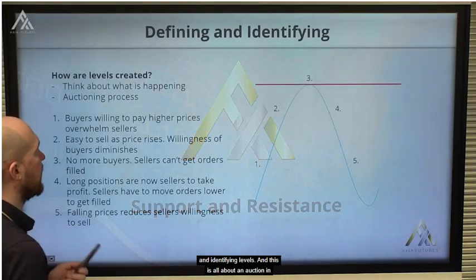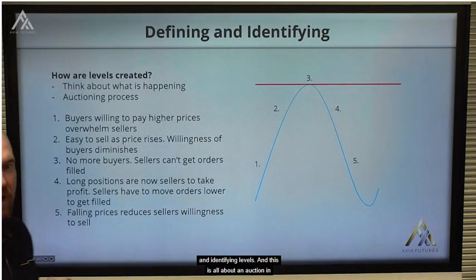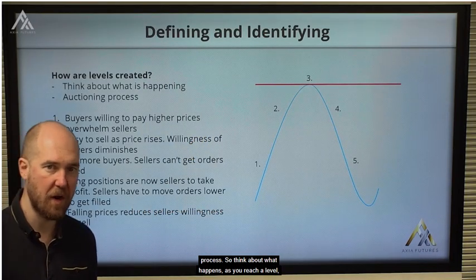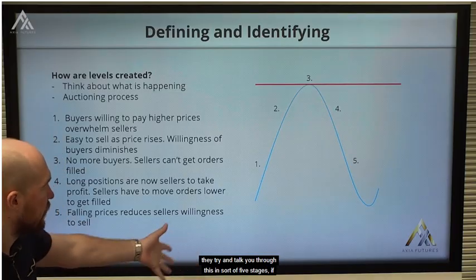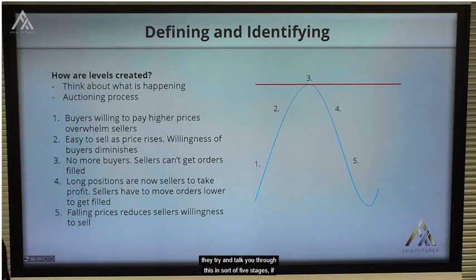And that all comes down to the way the level is approached, how you get there, and the interaction that happens at the level. So let's start off. We'll talk a little bit about defining and identifying levels. And this is all about an auctioning process. So think about what happens as you reach a level. I'll try and talk you through this in 5 stages, if you will.